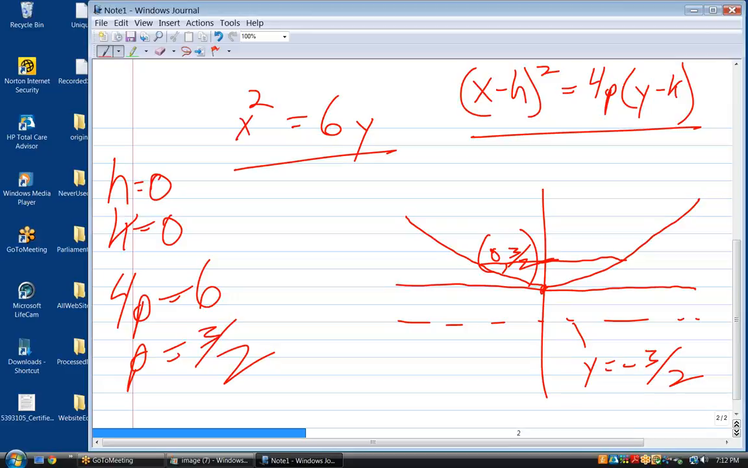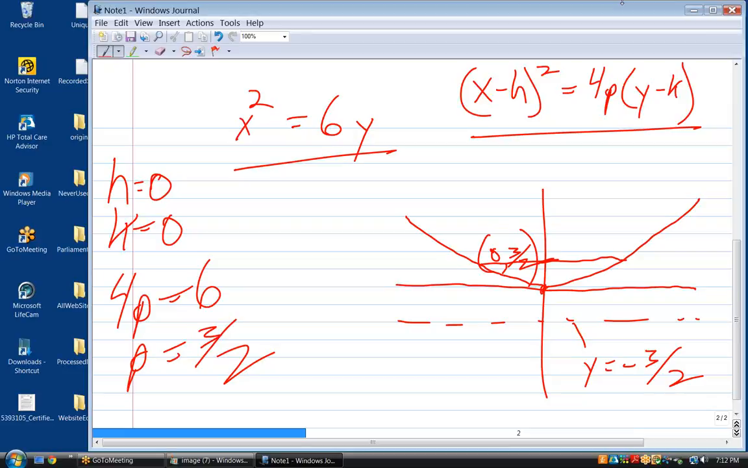I thought it was 4p, the absolute value of 4p. You know what, you might be right. Excuse me. Hold on a second. Yes, sorry. Oh, that's okay. So the focal width is 6. Yeah, I was looking at the book. I overlooked it.